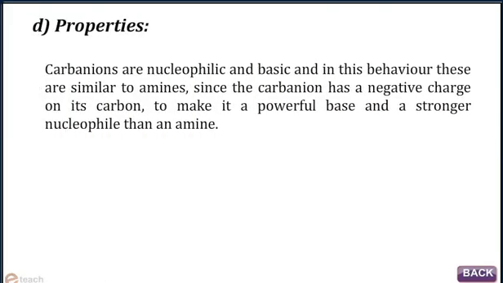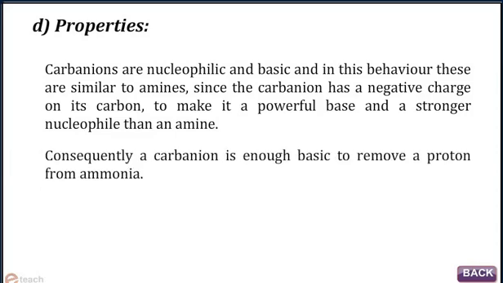Properties. Carbanions are nucleophilic and basic, and in this behavior these are similar to amines. Since the carbanion has a negative charge on its carbon, this makes it a more powerful base and a stronger nucleophile than an amine. Consequently a carbanion is basic enough to remove a proton from ammonia.